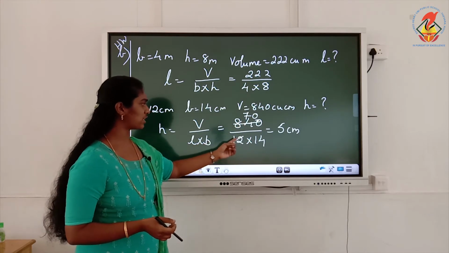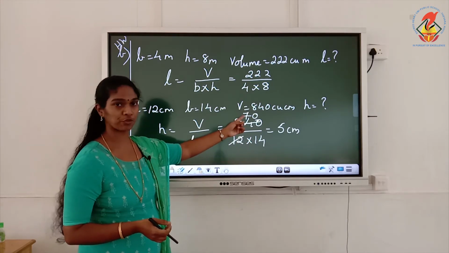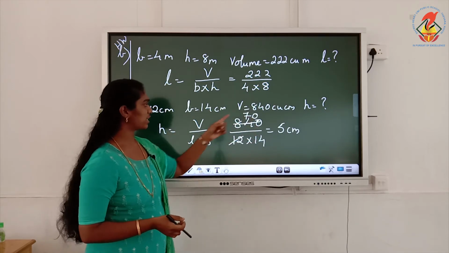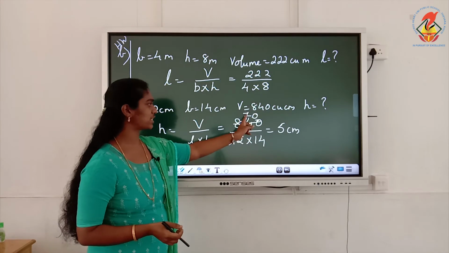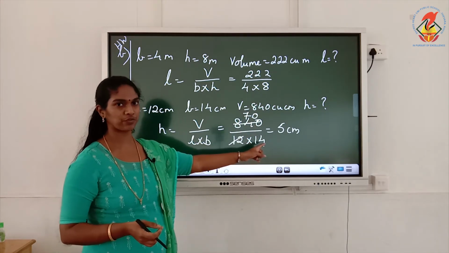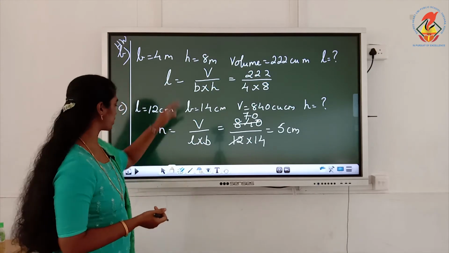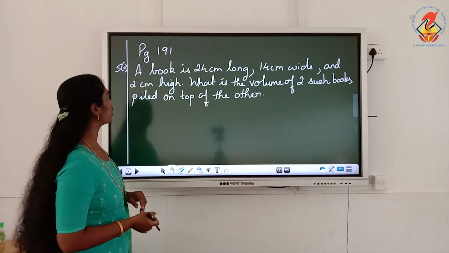84, 12 into 7 is 84. Then balance one zero there, so I put that 70 there. Then 70. 14 into 5 is 70. 70 divided by 14 is 5. Okay. So I got the answer as 5. Okay children. So do that question as homework. Now we are moving on to the word problems.